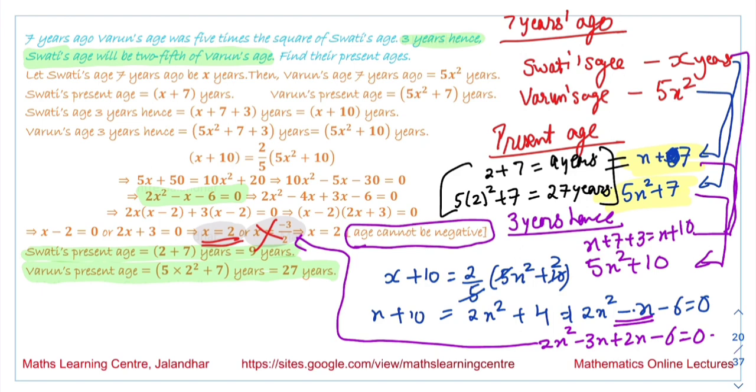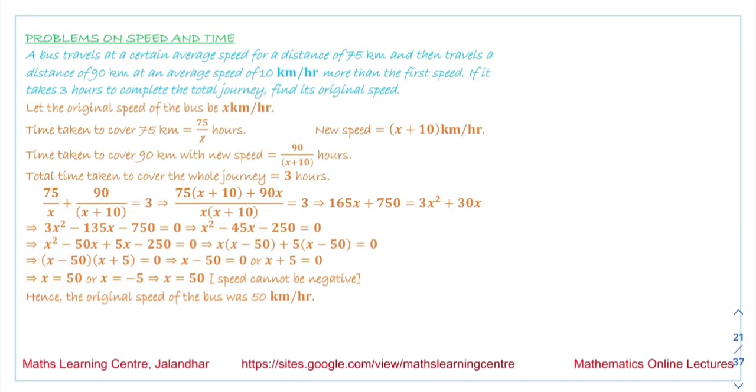Now the next questions are problems based on speed and time. The first question we have is: a bus travels at a certain average speed for a distance of 75 kilometers. Suppose the average speed of the bus is x kilometer per hour. The distance it is traveling is 75 kilometers, and then it travels a distance of 90 kilometers at an average speed of 10 kilometer per hour more.